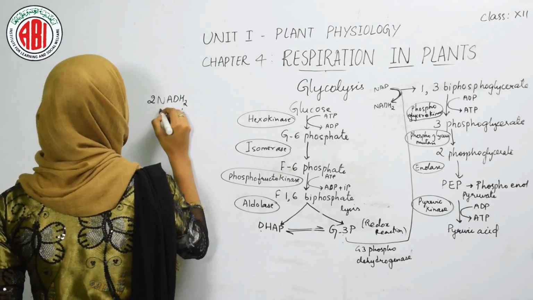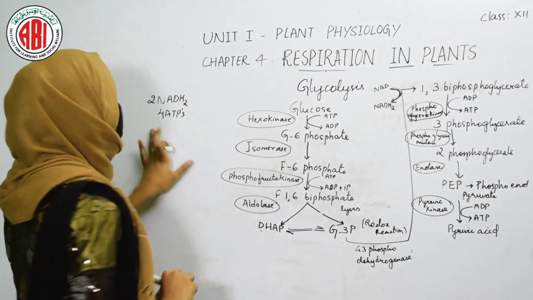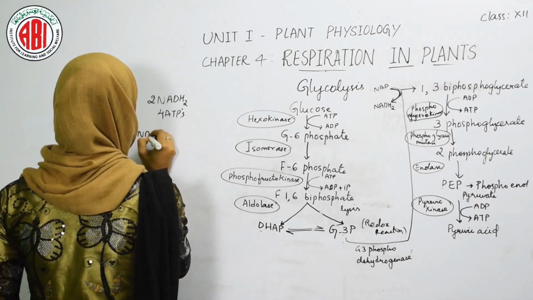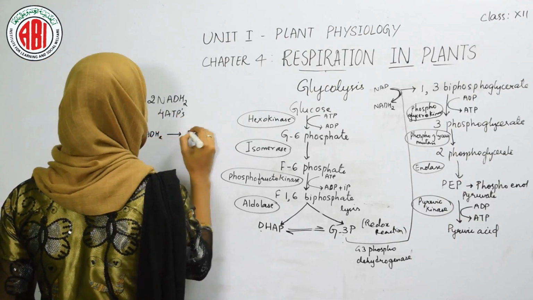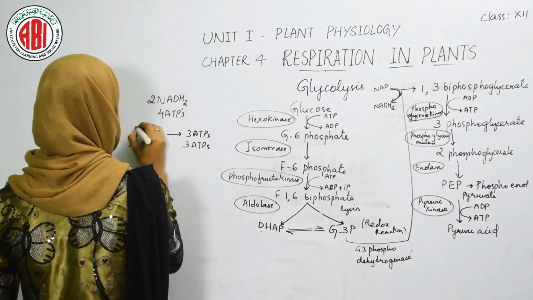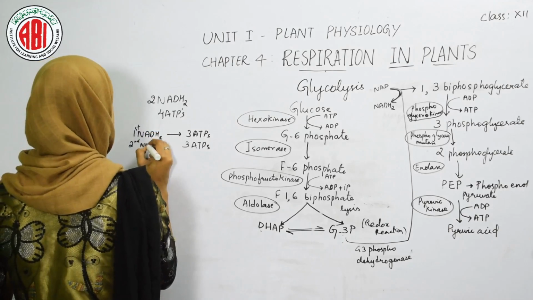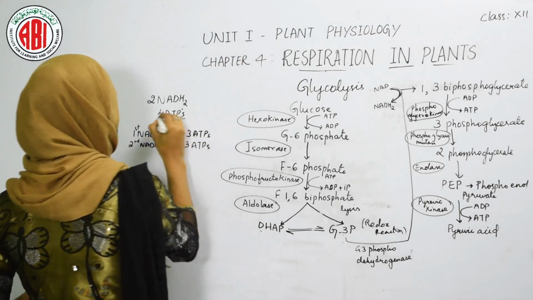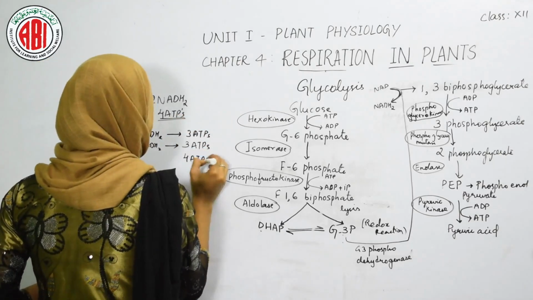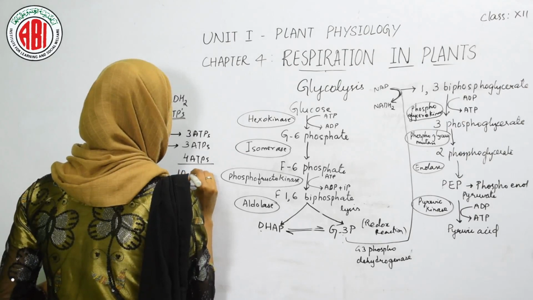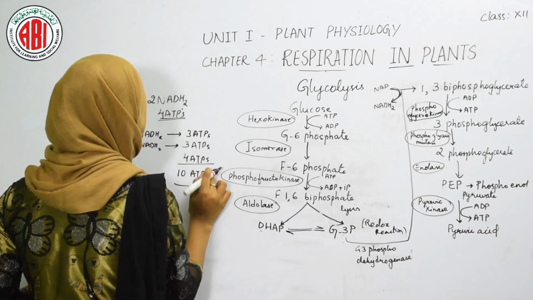So in total 4 ATPs can be synthesized. Now we know that 1 NADH2 can give 3 ATPs. So we will be having 2 NADH2. The first NADH2 will give 3 ATPs, the second NADH2 molecule will again give 3 ATPs, and we will be having 4 ATPs. So when we add up all these ATP molecules, in total we will be getting 10 ATPs.